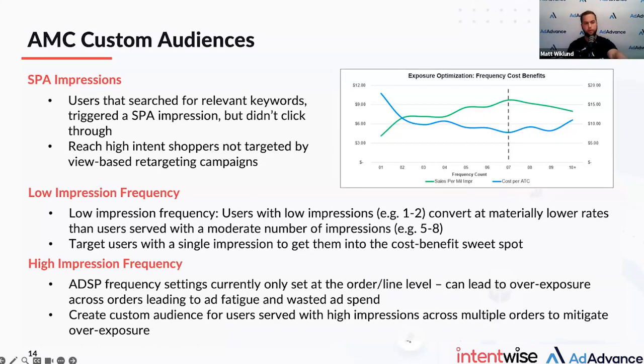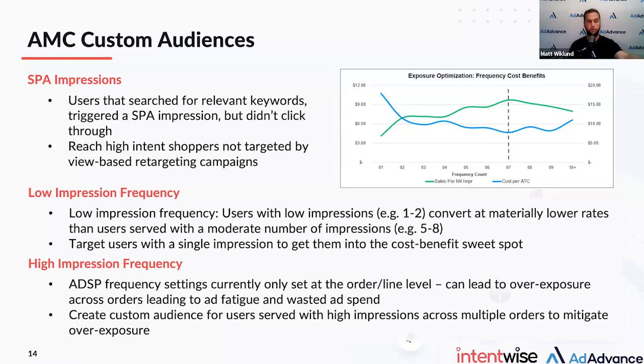Final use case, the graph on this page shows an Amazon DSP cost curve based on the number of exposures a user's been served. So 1 on the horizontal axis means they've been served 1 DSP impression, 2 DSP impressions, and so on. As users are exposed to more impressions, purchase intent increases. But there's a cost efficiency curve to those additional exposures where, above a certain level, the incremental cost of those impressions outweighs the conversion benefit. So through AMC, we can figure out frequency exposure curves. Through AMC custom audiences, we can target users across orders that hit certain impression frequencies.